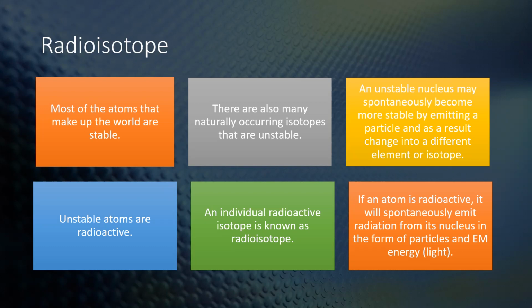If an atom is radioactive, it will spontaneously emit radiation from its nucleus, either in the form of particles or EM light or energy. So if a nucleus is unstable, in order to become stable, it will spontaneously emit some particles and will either change into a different element or turn into its own isotope.